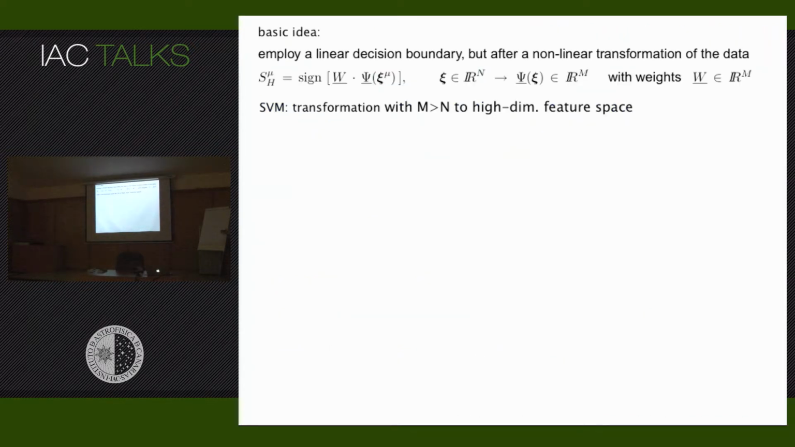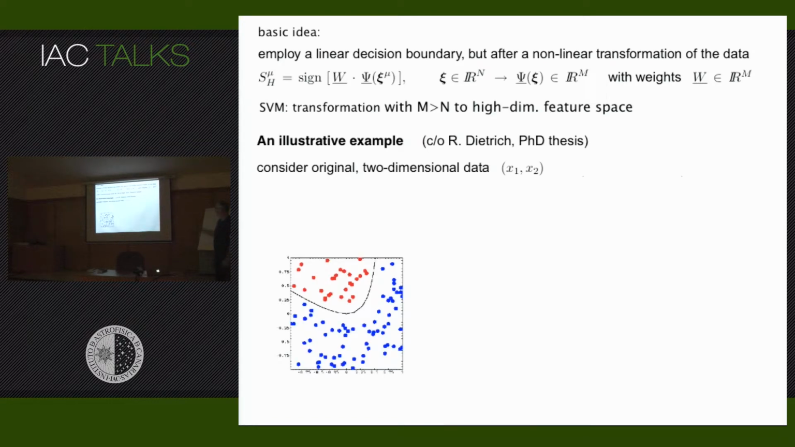So the basic idea is, as I said, employ a linear decision boundary, but after a nonlinear transformation by some function psi that maps every vector x to an m-dimensional space. And in the SVM, the transformation will be to a higher dimensional space. That sounds crazy, right? Why should I go to a higher dimensional space? Well, because it can make things linearly separable.